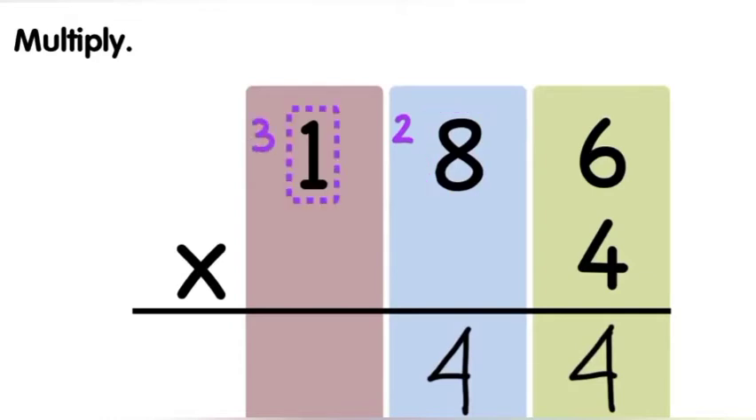Finally, multiply the hundreds by 4 and add the regrouped hundreds. 1 hundred times 4 equals 4 hundreds, plus 3 hundreds equals 7 hundreds. 186 times 4 equals 744.